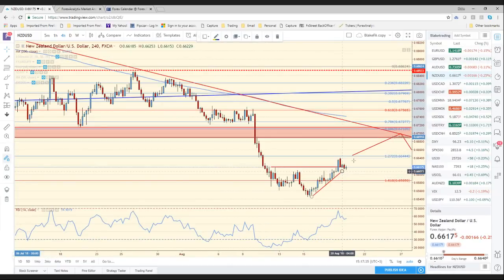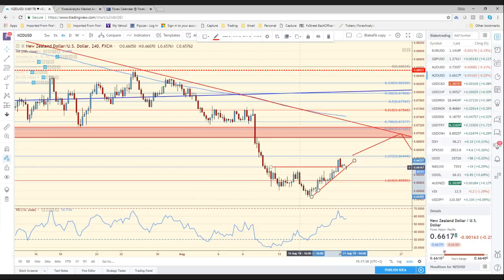Yeah, it's hard to say. Hard to say where support is here. 65.75 maybe. I guess somewhere down here. Pretty loose support.